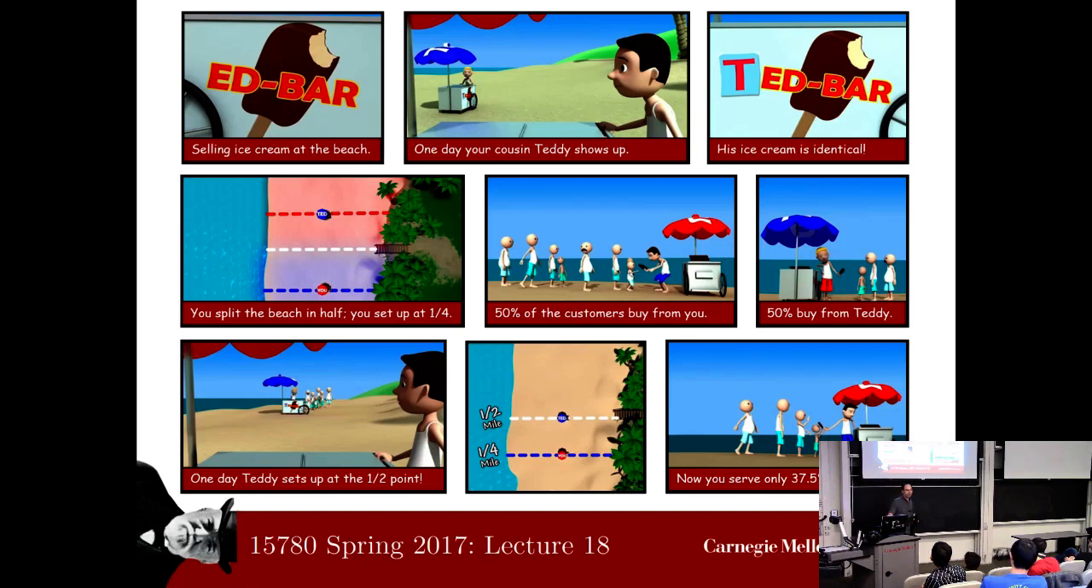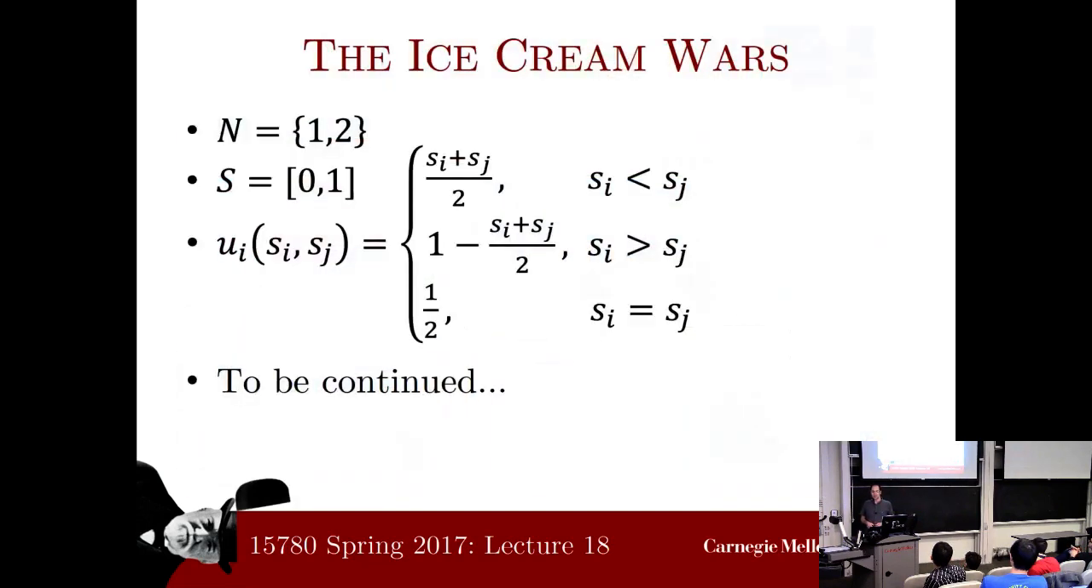But what I want to do right now is just give the formal model for this game using the notation that we introduced on the previous slide. So the set of players here is going to be 1 and 2. We just have 2 players. The strategy set is the interval [0, 1]. So you basically can choose any point on the beach to set up. Now, what's the utility function? So the utility to i, when i chooses a point s_i and j chooses a point s_j, is as follows.